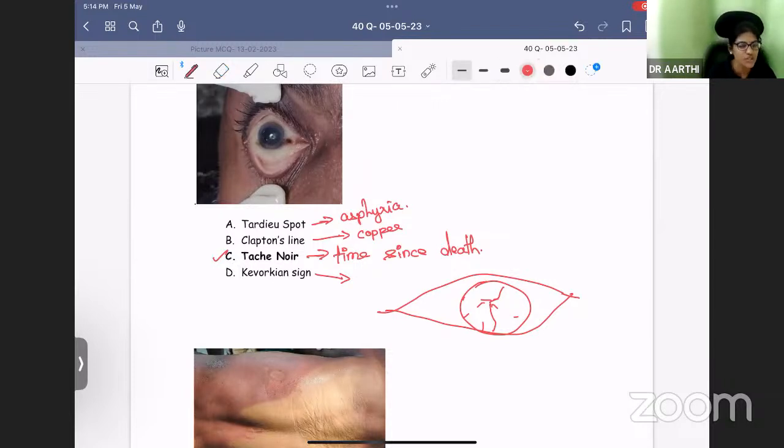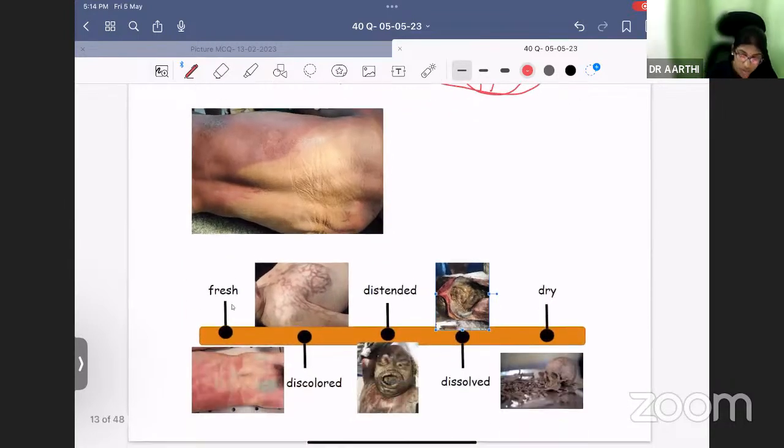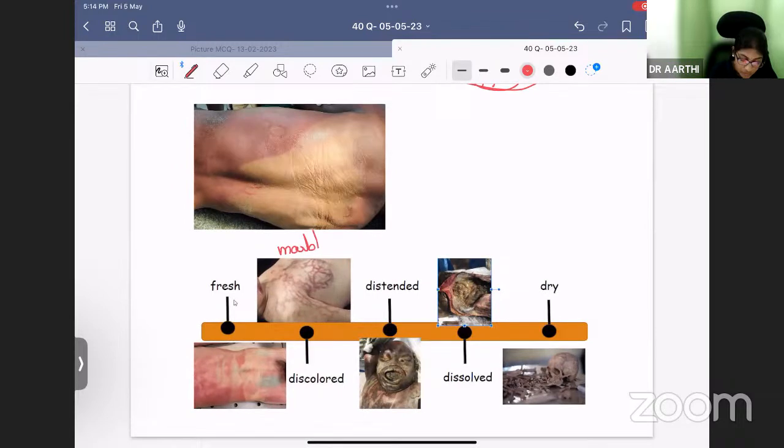A few other PM changes, though INICET in the last 2 years has not asked them, which might come. Know about hypostasis, which is the postmortem deposition of blood in the dependent part of the body. Know about marbling: at 36 to 48 hours it appears like a marbled pattern, as superficial vessels get stained. Then colliquative or liquefactive change, where the tissue becomes liquefied, happens in around 5 days. It passes through these stages: fresh, discoloration, distension, dissolution, dry skin, and finally complete skeletonization.